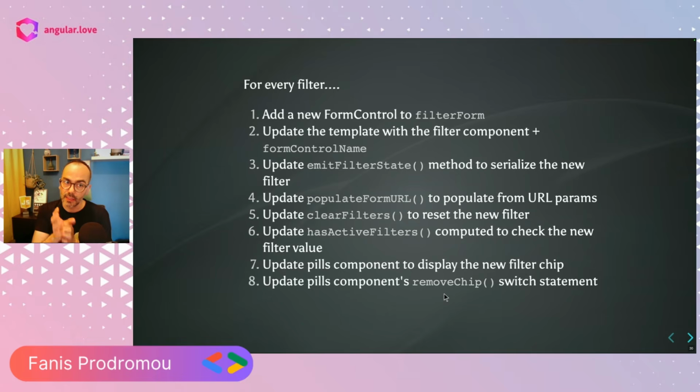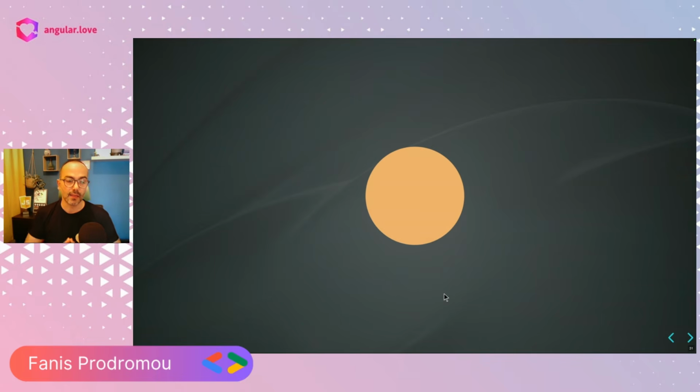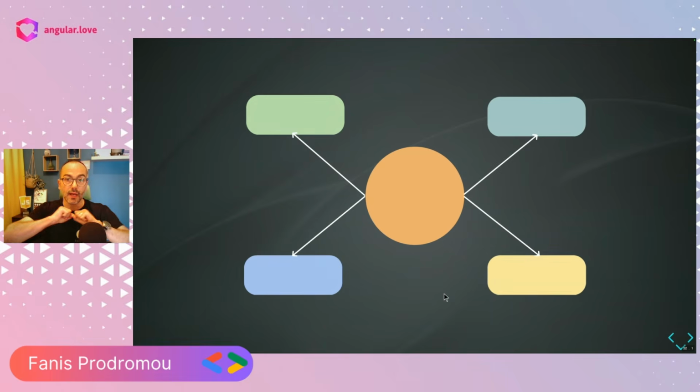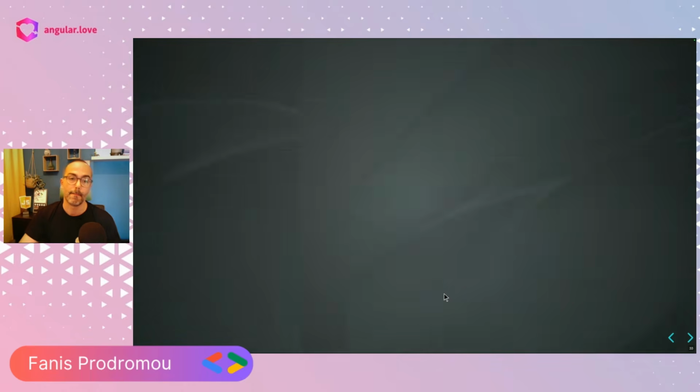So we know that these are the steps that we have to follow. And to me, it seems like we have a single unit, which is a filter, and that filter has certain logic and functionality, and we scatter that around. So instead of keeping that a bit more isolated, a bit more focused, we have the pills component with different methods, the filters component with different methods, perhaps the results functionality with different methods, different functionality. So for every single filter, we are doing this again and again.